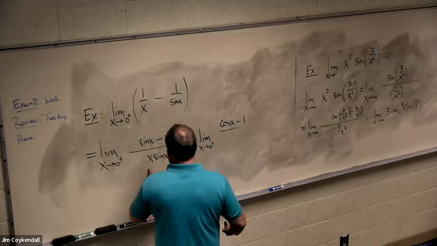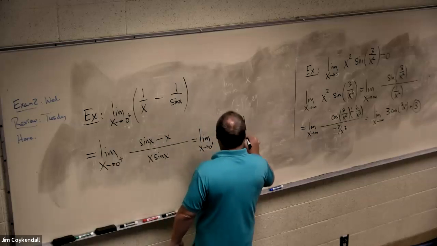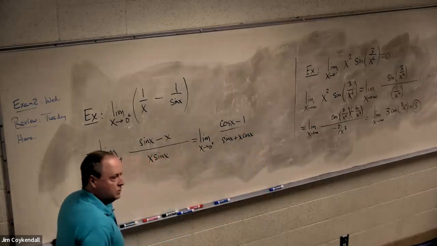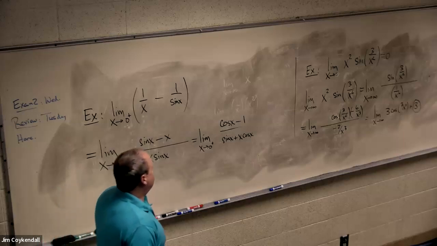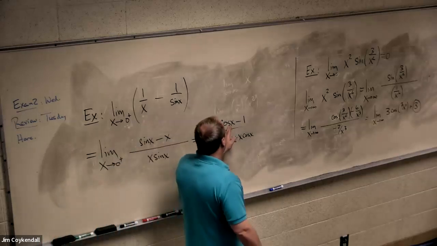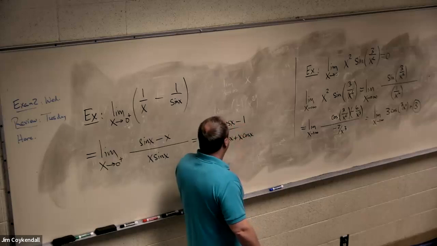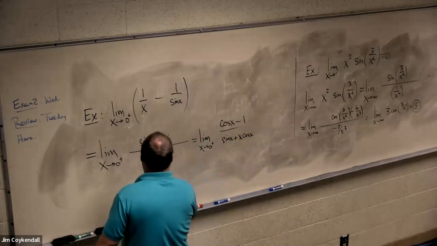At the bottom is sine x plus x cosine x. That's the derivative of the product. Now, if I plug in again, I get 1 minus 1, 0, and 0 over 0 again. Let's try to plug in one more time.